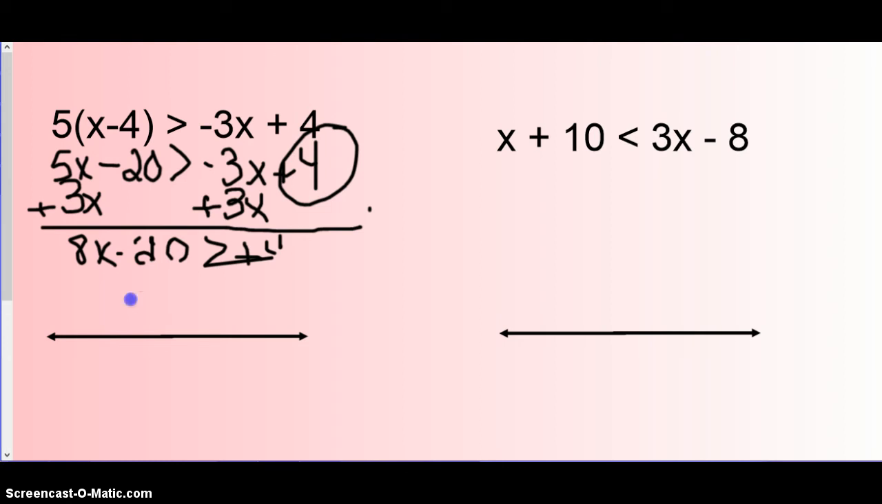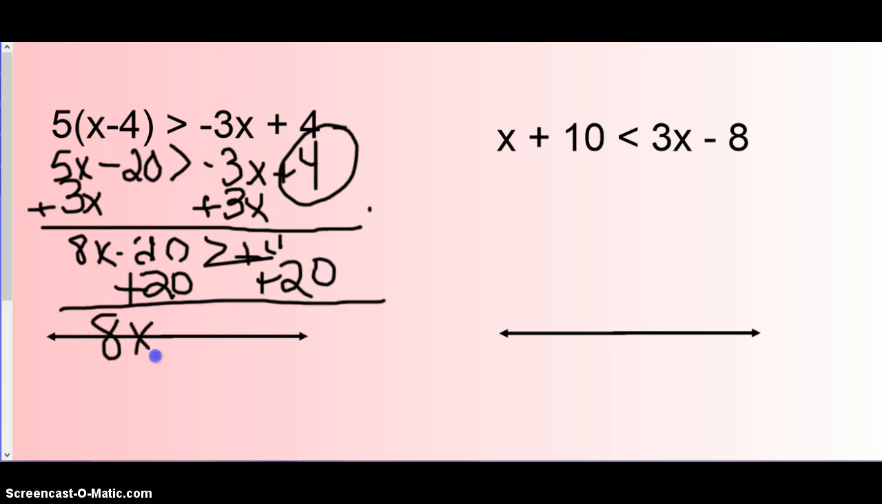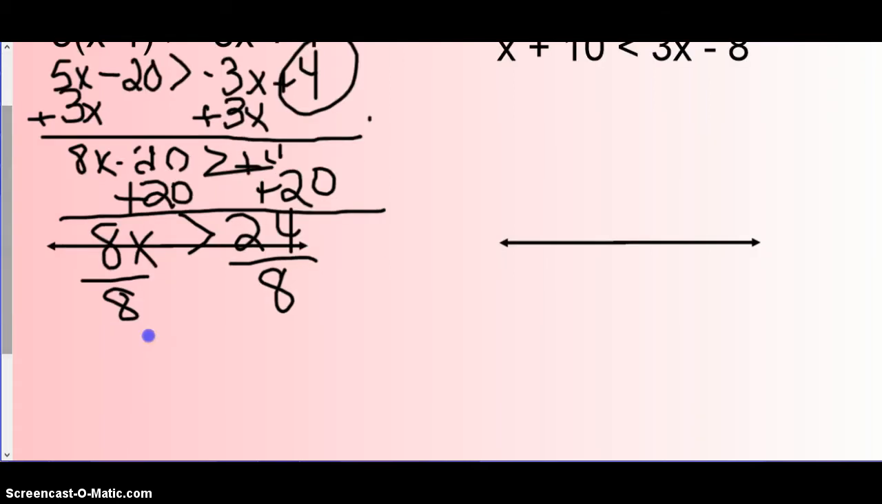So we've got a negative 20. We're going to do the opposite of negative 20, which is a positive 20, which is going to leave us 8x is greater than 4 plus 20, which is 24. We still have that 8 attached to the x, so we need to divide that out on both sides, leaving us with x is greater than or equal to 24 divided by 8, which is 3.